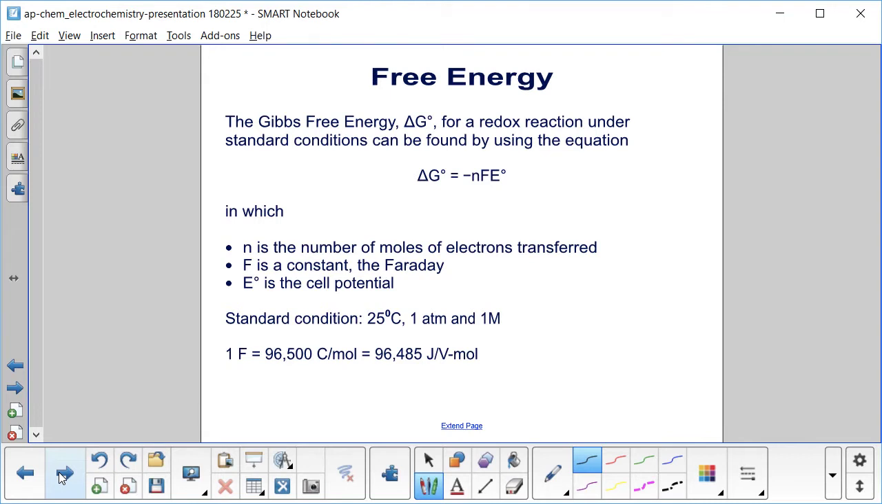Now, under standard conditions, we know we have a temperature of 25 degrees C, 1 atmosphere, and solutions that are 1 molar. And the Faraday constant is 96,500 calories per mole, or 96,485 joules per volt mole.